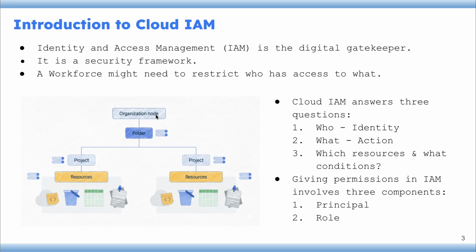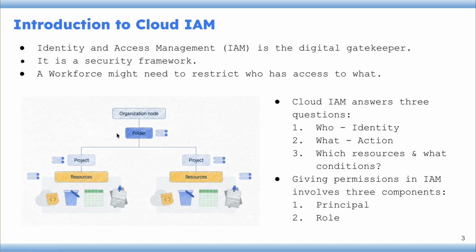The organization is the root node in the hierarchy, followed by folders. Folders are the children of organization or of any other folder. And the third one is project. Projects are basically the children of organization and of a folder. And finally resources. Resources for each service are descendants of this particular project.